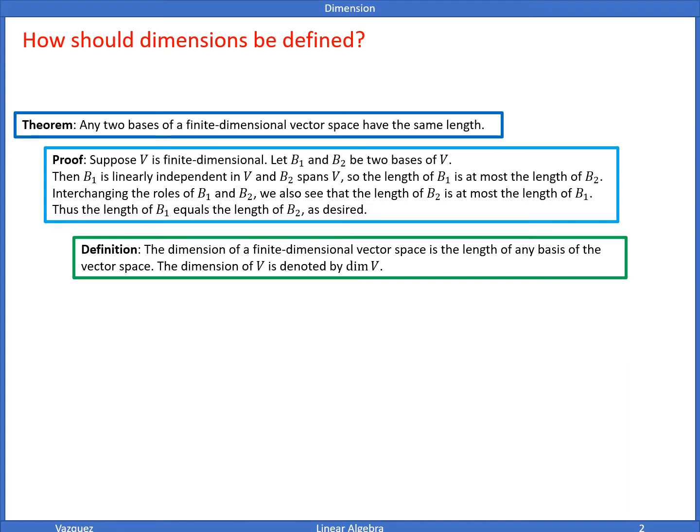So now we can define what a dimension is. The dimension of a finite dimensional vector space is the length of any basis of the vector space. And we denote that as dim V, as it shows here, the dimension of V.